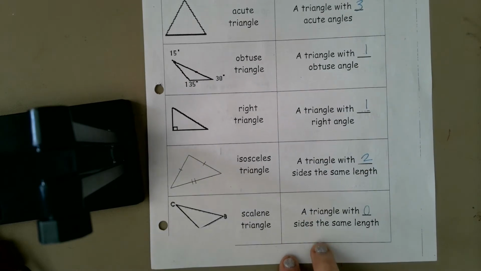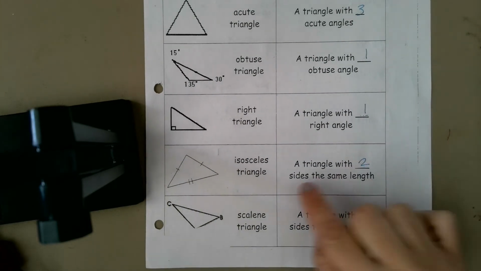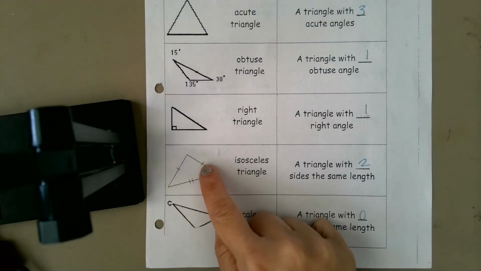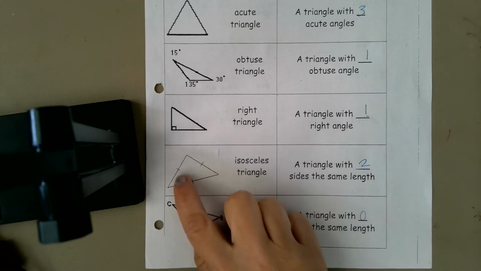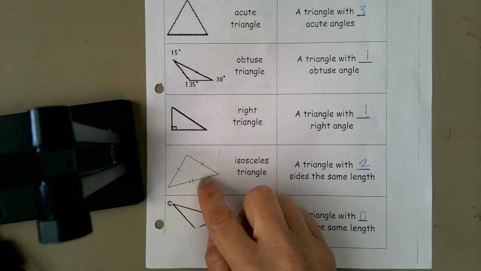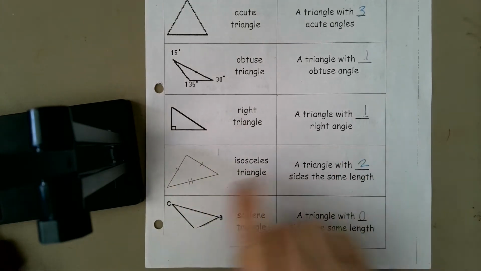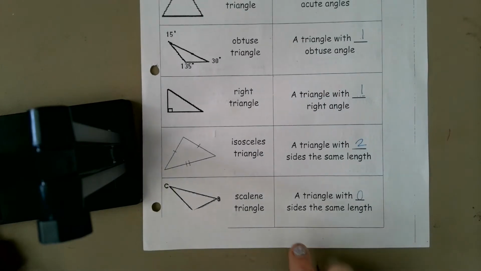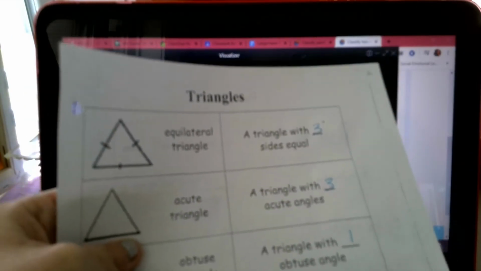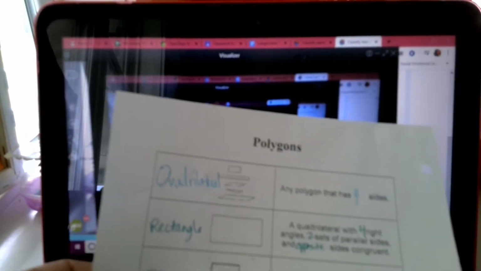Okay. An isosceles triangle is a triangle with two sides that are the same length. So remember that these slash marks mean that they are congruent. So these two sides are congruent. They are the same size, and this side is not the same size as them. So therefore, there's only two sides that are the same length. And then a scalene triangle is a triangle with zero sides that are the same length. That's why you see no marks. Okay. All right, so the next thing we're going to do is look at the other side. This side is the triangle side. We just covered that. Now we're looking at the back side, which is polygons.